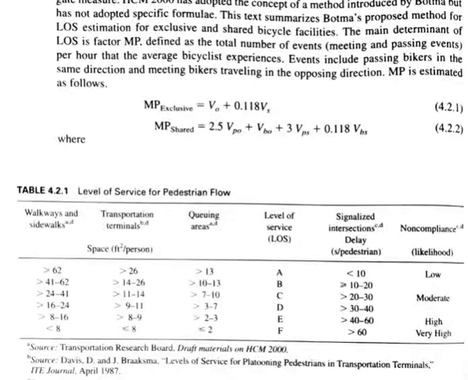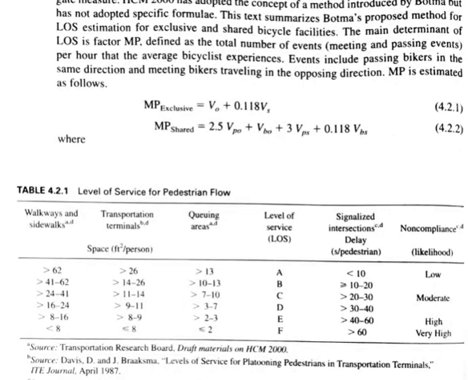VPO is the flow rate of pedestrians in the opposite direction. VPO means the flow rate of people who are walking in the opposite direction, and VBO is the flow rate of bicycles in the opposing direction. VPS is the flow rate of pedestrians in the subject direction, and VBS is the flow rate of bicycles in the subject direction.